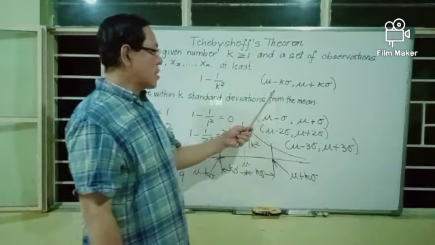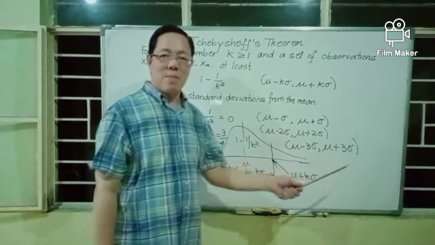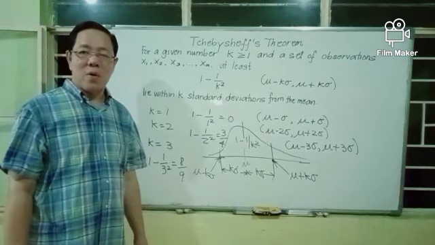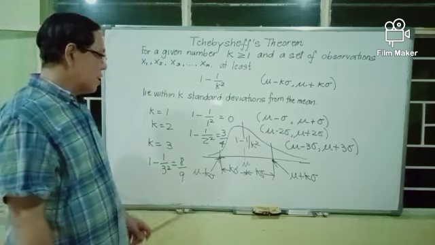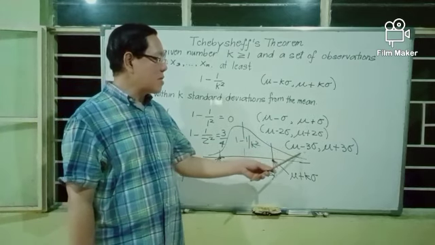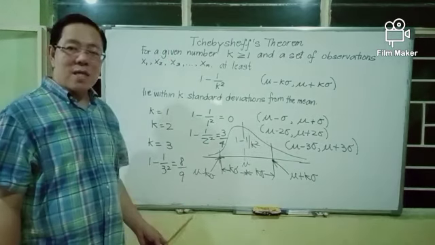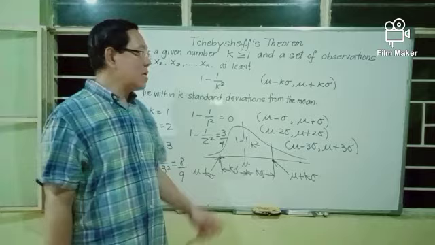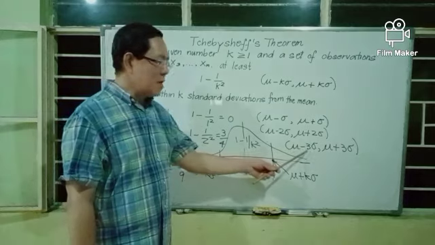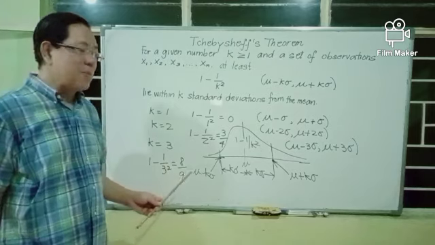For k is equal to 3, this open interval becomes mu minus 3 sigma and mu plus 3 sigma. When k is equal to 3, 8 over 9, or approximately 88% of the n observations will lie in the open interval mu minus 3 sigma and mu plus 3 sigma. That is, 8 over 9 or approximately 88% of the n observations are within 3 standard deviations from the mean.